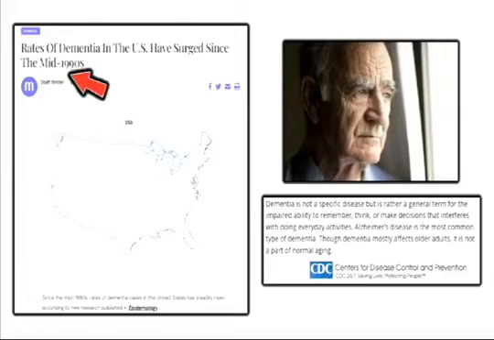And I want you to notice the headline here: rates of dementia in the U.S. have surged since the mid-1990s. Hey, that's when Peter Hall died, 1995, right? From mad cow disease, which is a dementia. It affects the brain. It affects the person's ability to function. It impairs their brain function where they can't function.